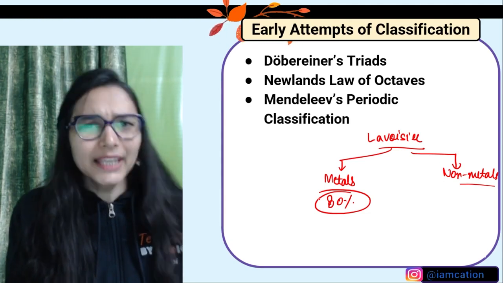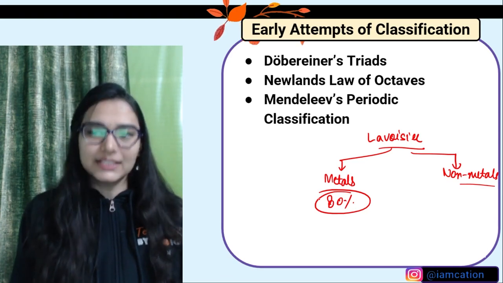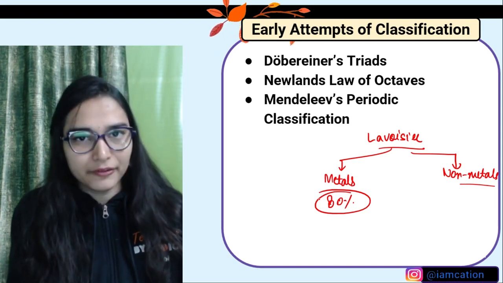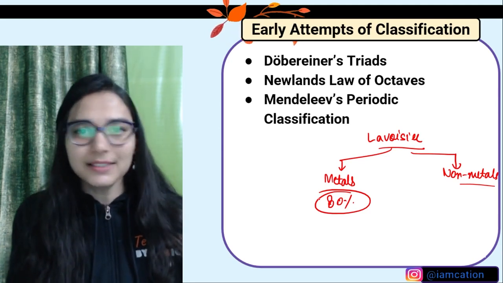So do you think it is a good criterion of classifying? Yeah, this is good, of course. But is this enough? Can we stop here, where the majority of elements are metals?